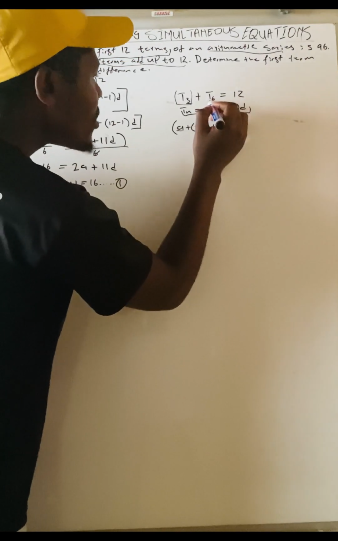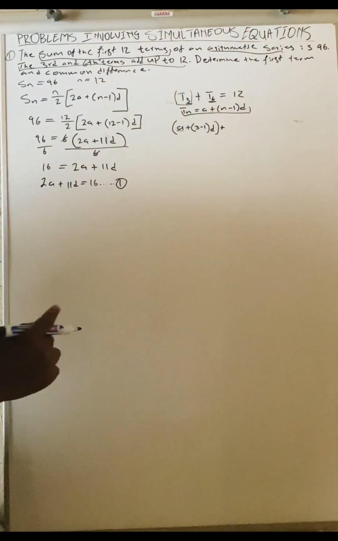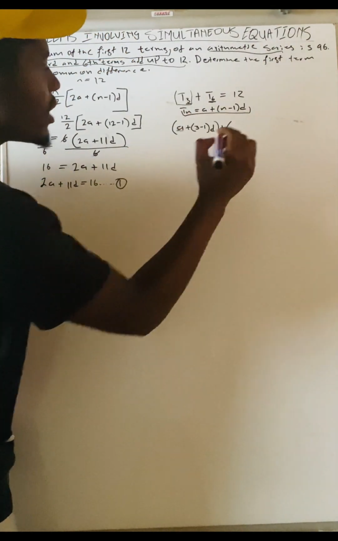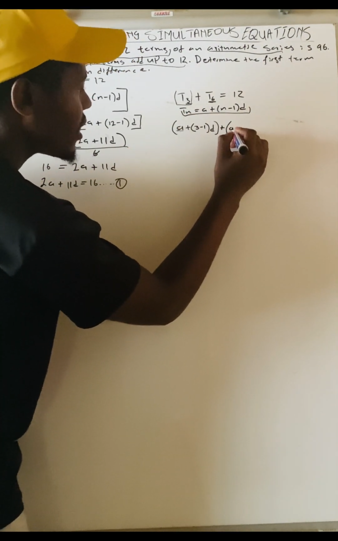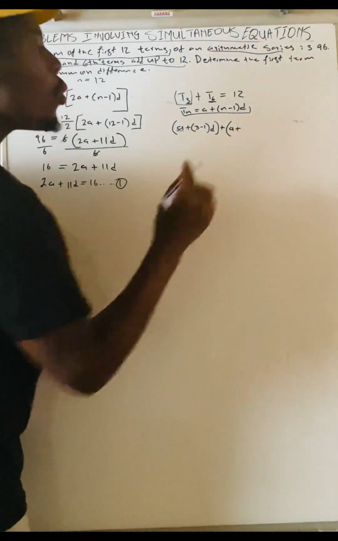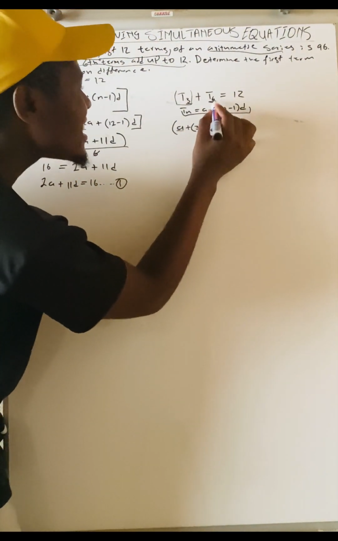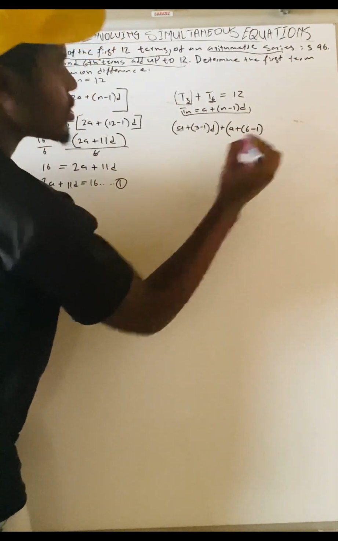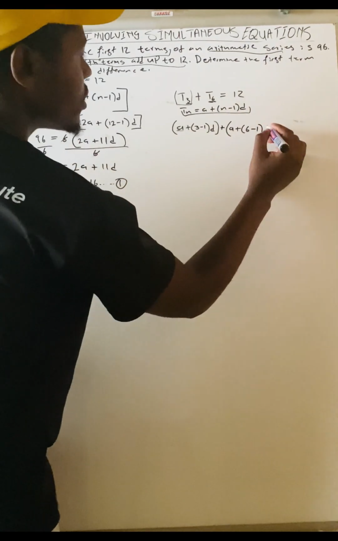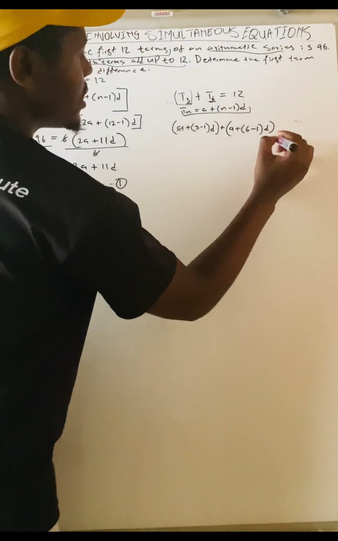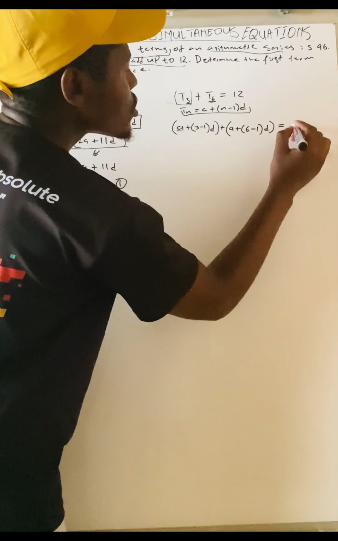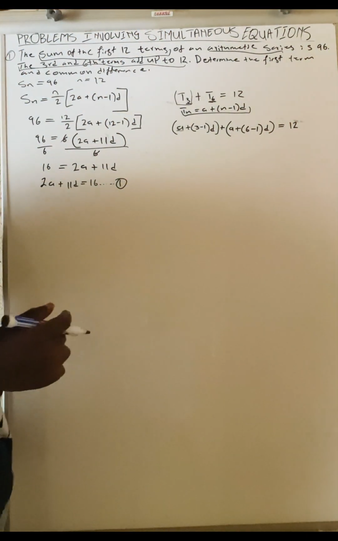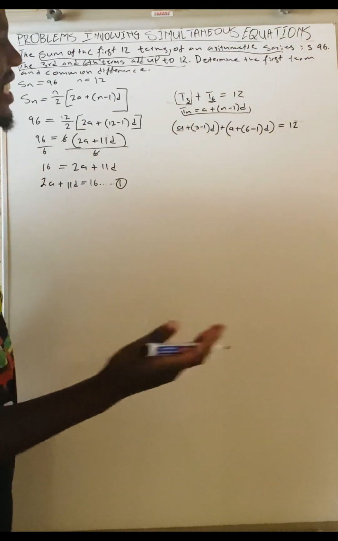Plus. Now we focus on T6. You do the same, looking into this formula. What is your A? You don't know A, so you write A. Plus. What is your n? It's 6. You write 6 minus 1. Close the bracket. You don't know d, so you write d. Close the bracket, is equal to 12. Then from here, it's just simple.